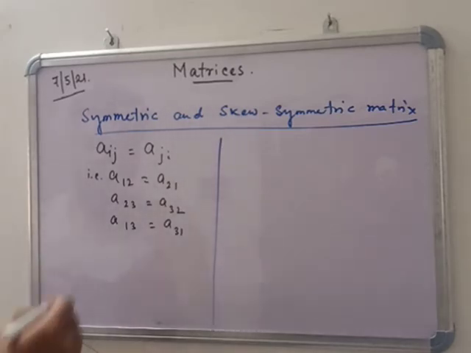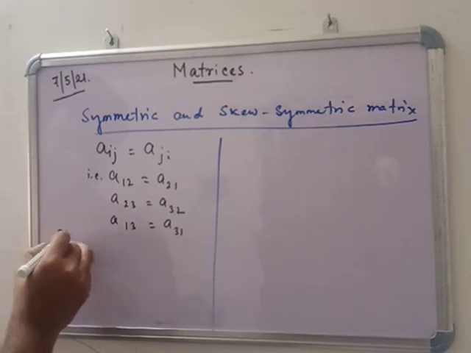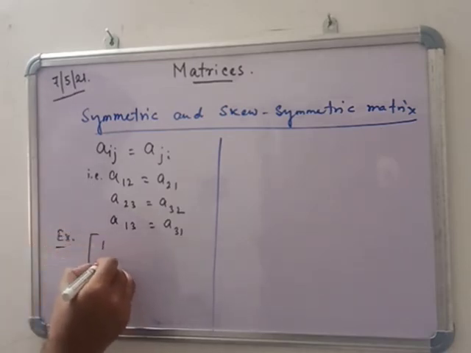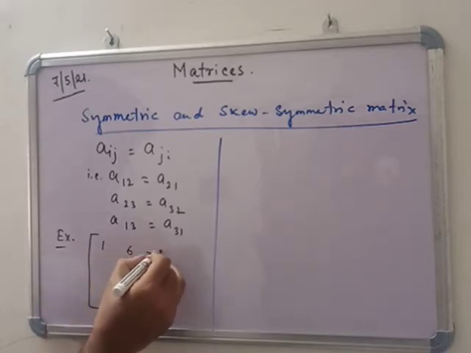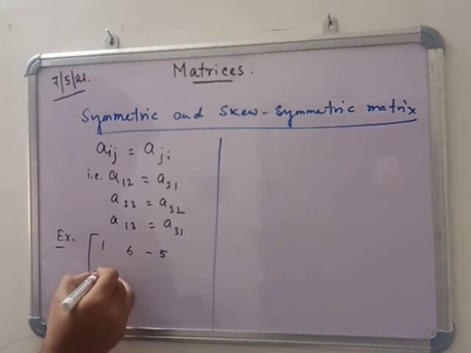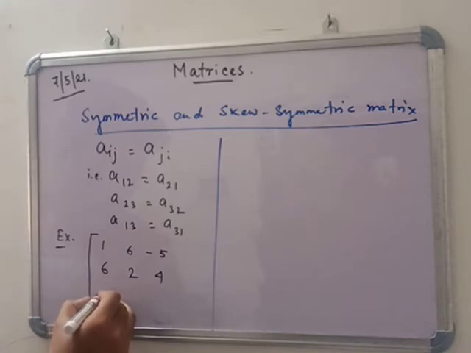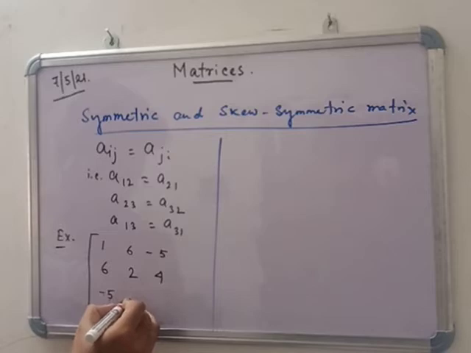For example, see that this is a symmetric matrix: 1, 6, minus 5, 6, 2, 4, minus 5, 4, 3.